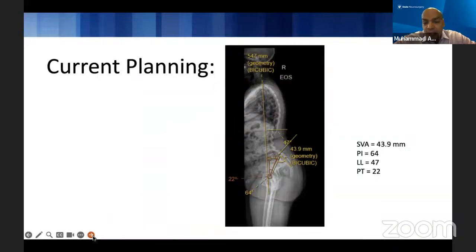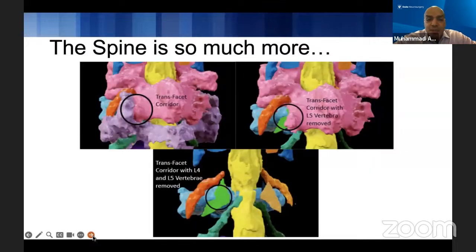Right now, if you look at planning, we have these spinal pelvic parameters. I think that's reasonable, and I think it's important, but we know that the spine is so much more. We have the bony anatomy, the nervous anatomy, the vascular anatomy, and we really need to start looking at this in a very detailed manner. So that's what we're doing now. We're using software to segment out the bones, the nerves, and also the blood vessels.